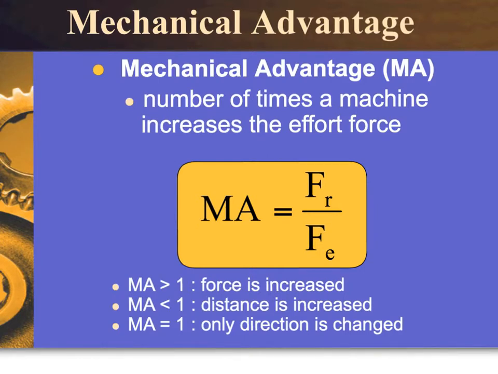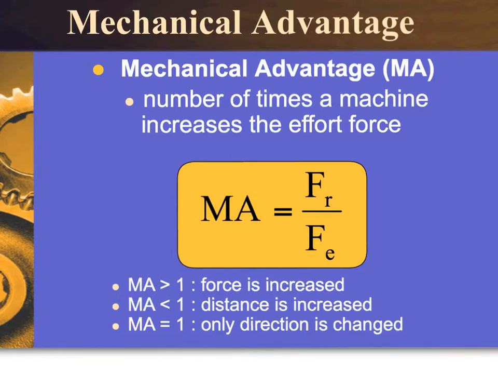This video will cover the mechanical advantage of 5 of the 6 types of simple machines. The mechanical advantage of levers will be covered in a separate video. Mechanical advantage is abbreviated MA, and it is defined as the number of times a machine increases the effort force. The formula for mechanical advantage is resistant force divided by effort force.